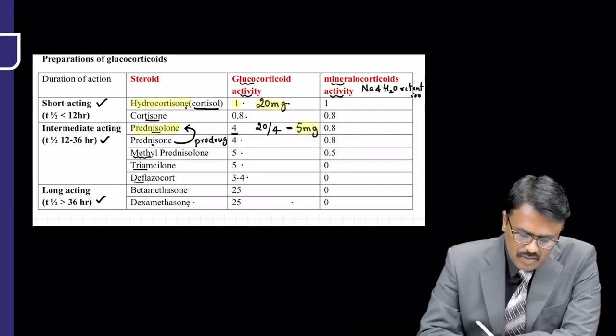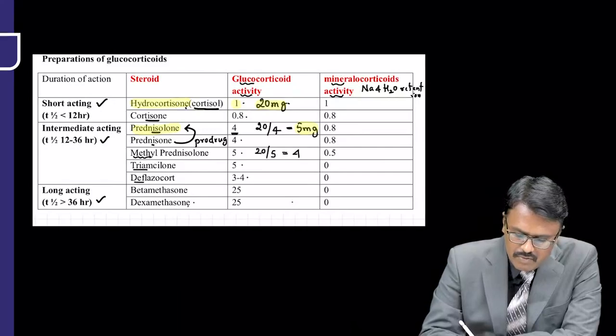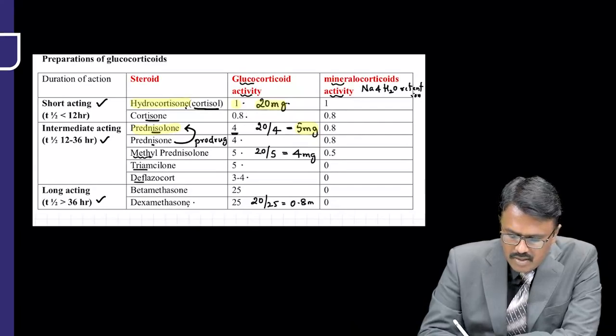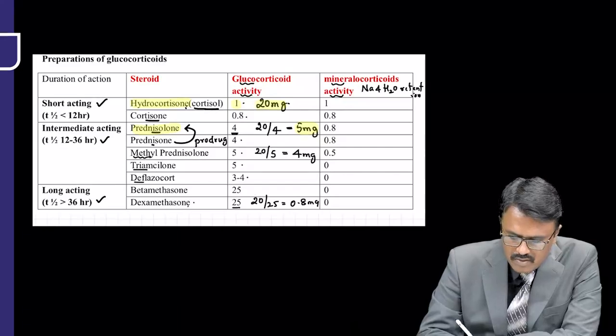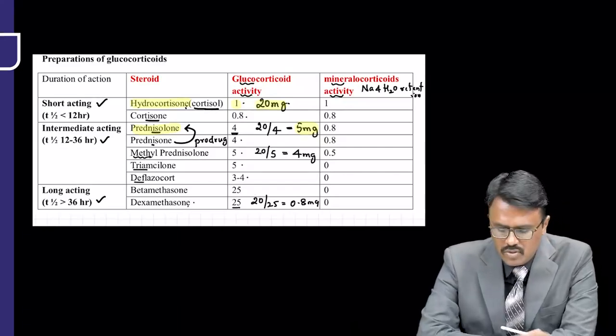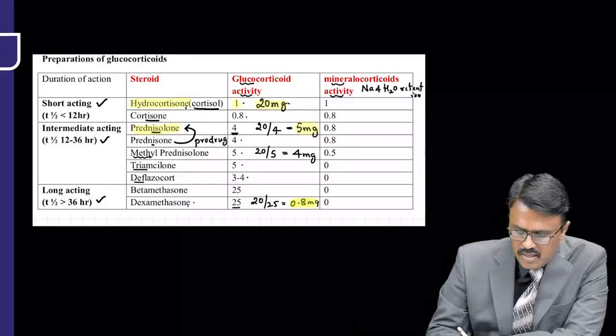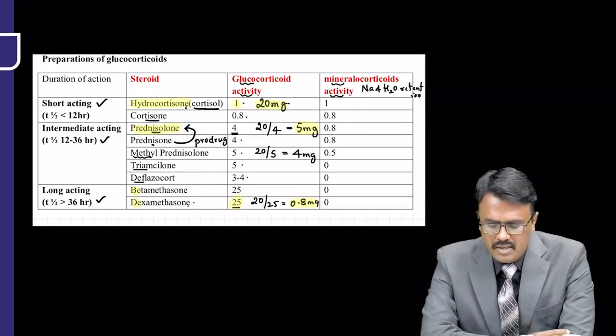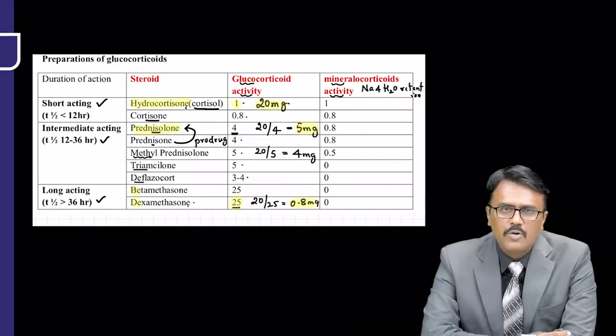Now if I want to convert that into methyl prednisolone, divide that 20 by 5. So it will be 4 milligram. Suppose you want to convert in dexamethasone, divide the 20 by 25, you will get 0.8 milligram. So whatever the number they have given, divide it by that. So who is the most potent? You can see 0.8 milligram, lowest dose, the most potent, that is 25 times potent, is dexa and beta. Okay, sir. That is for dose conversion.